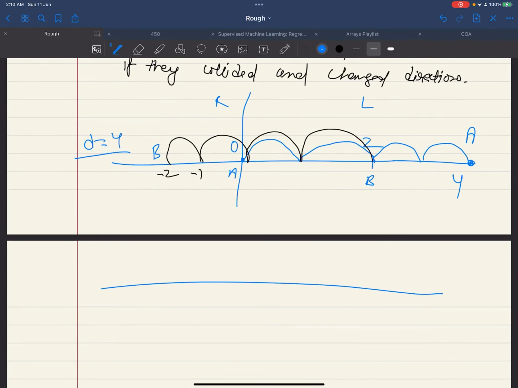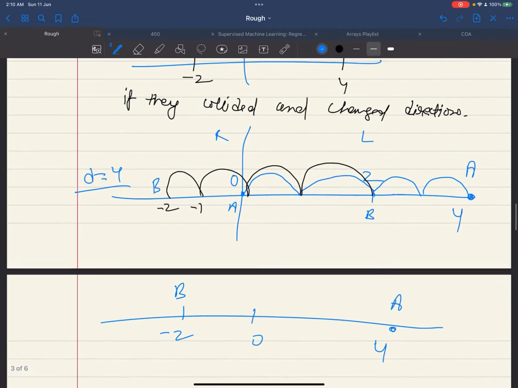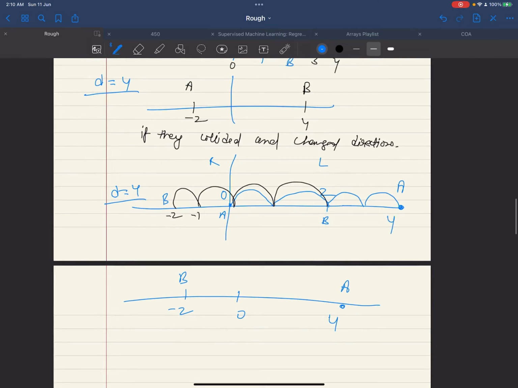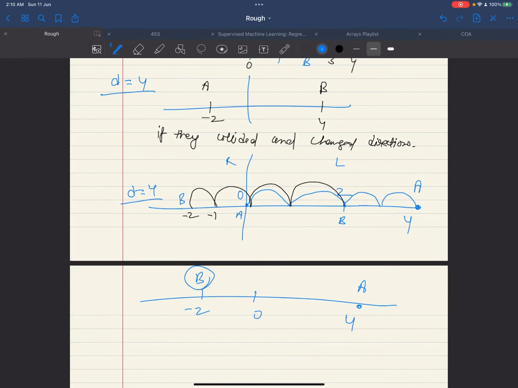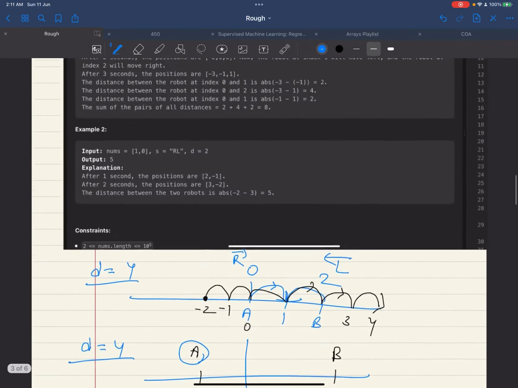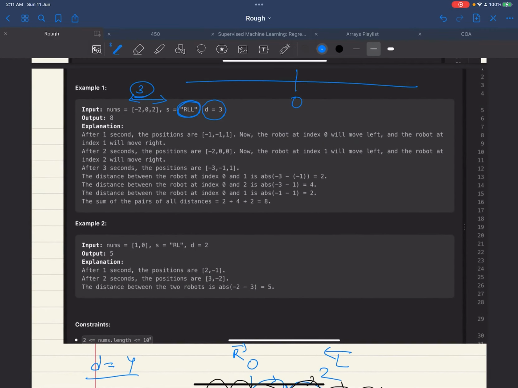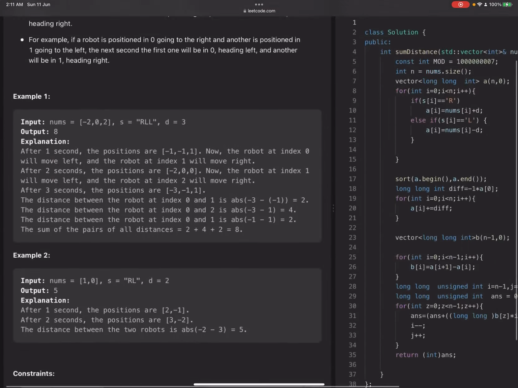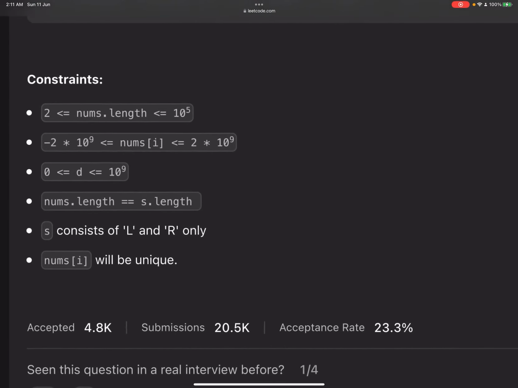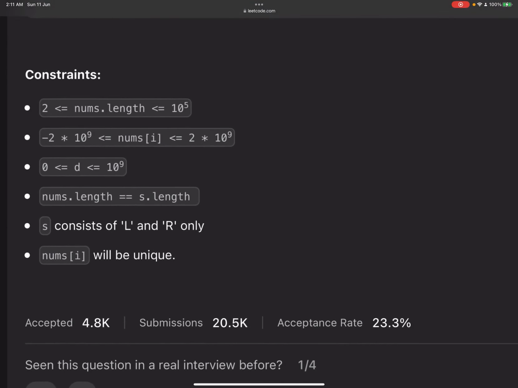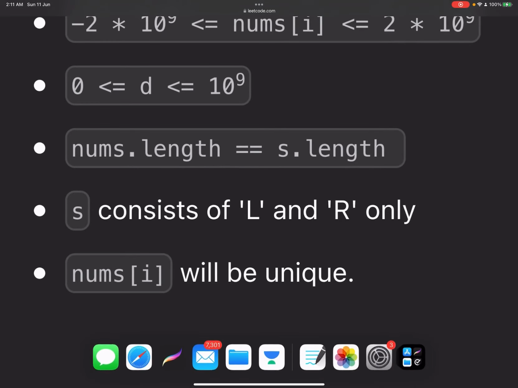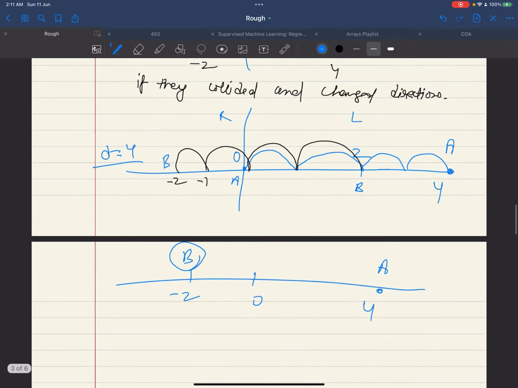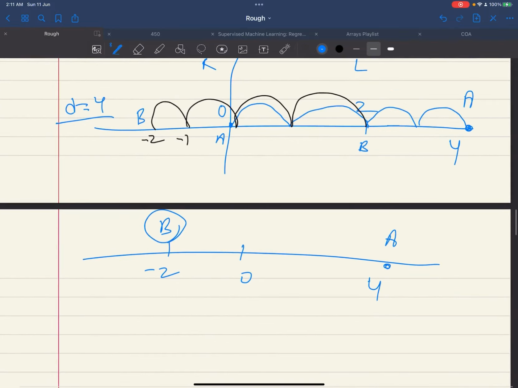If I draw the final picture, B would be here and A would be here. And if they collided, robot B is here and robot A is here. So the positions really won't matter. And if you look at the question, you'll see that nums[i] is unique, so here you'll get unique positions.